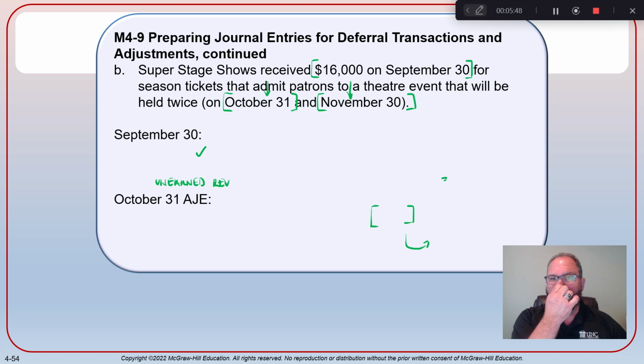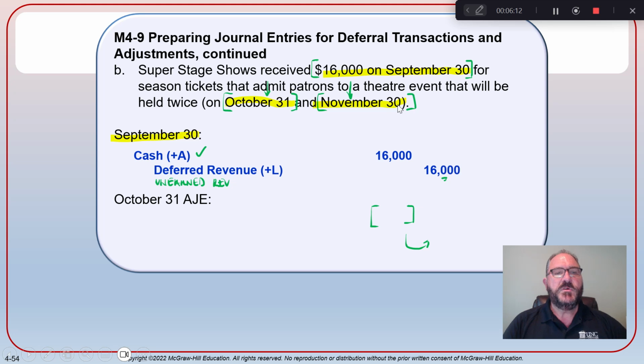Okay? How about this one? Superstage shows received $16,000 on September 30th for season tickets that will admit patrons to events that will be held twice, on October 31st and November 30th. So they want to know what happens on September 30th. Well, they got cash, but it's unearned yet, or it's deferred, right? We got cash, but we didn't earn it yet. So what would we do? We'd have cash, $16,000, an asset, and deferred revenue or unearned revenue, which is a liability, $16,000.